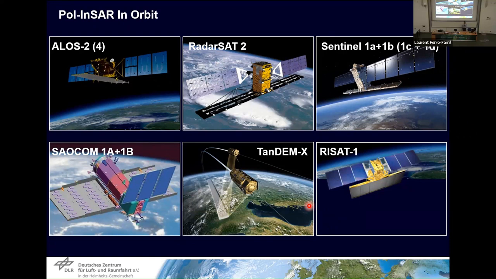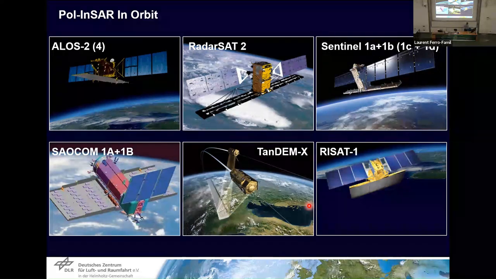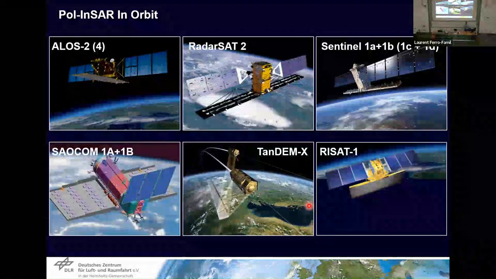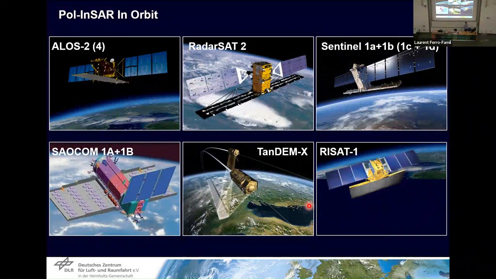Then there was, or there is still, RADARSAT and Sentinel. Sentinel has interferometric capability. The problem of Sentinel is, however, that baselines are not there. So depending on what you like to do, you have to struggle to find acquisitions with the right baselines. So it was a mission more for the formation, but still you can get something, at least also for polarimetry.